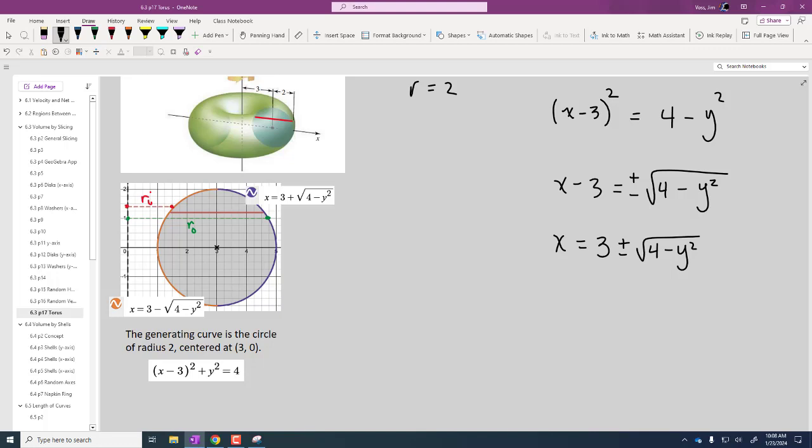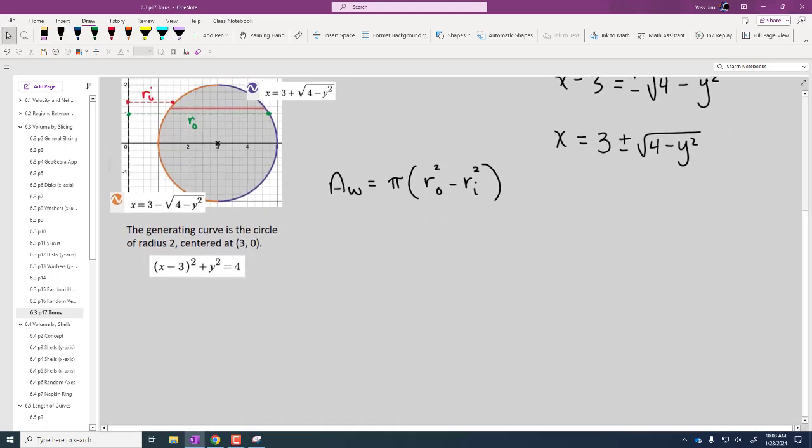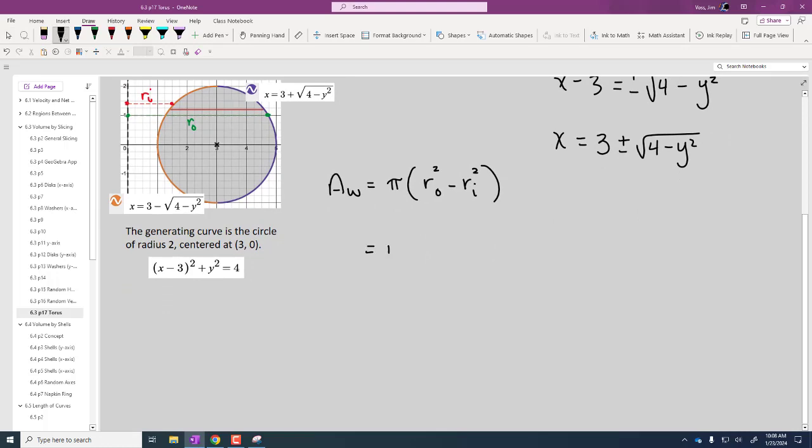Okay, so now that we've got our curves and we've identified the inner and outer radius, we can go ahead and create our generic formula for the area of a washer. The area of a washer is always pi multiplied by the outer radius squared minus the inner radius squared. All right, it's not going to be pretty. So outer radius, again, is the distance horizontally to the further curve. So there's the outer radius. That's measuring this green distance.